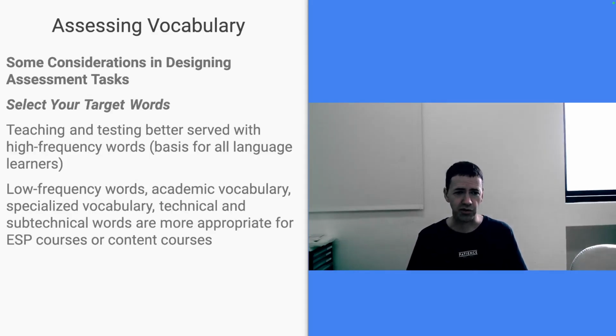Select your target words. Teaching and testing is better served with high frequency words, because these words are the basis for all language learners. They need those high frequency words in order to be able to write and speak and listen and read. Low frequency words or academic vocabulary, specialized vocabulary, technical, sub-technical words, whatever you want to call them, all these different groups, they're more appropriate for ESP, English for specific purposes, or subject courses, academic courses. And in your junior and senior high school, you should usually focus on those high frequency words when you're testing.